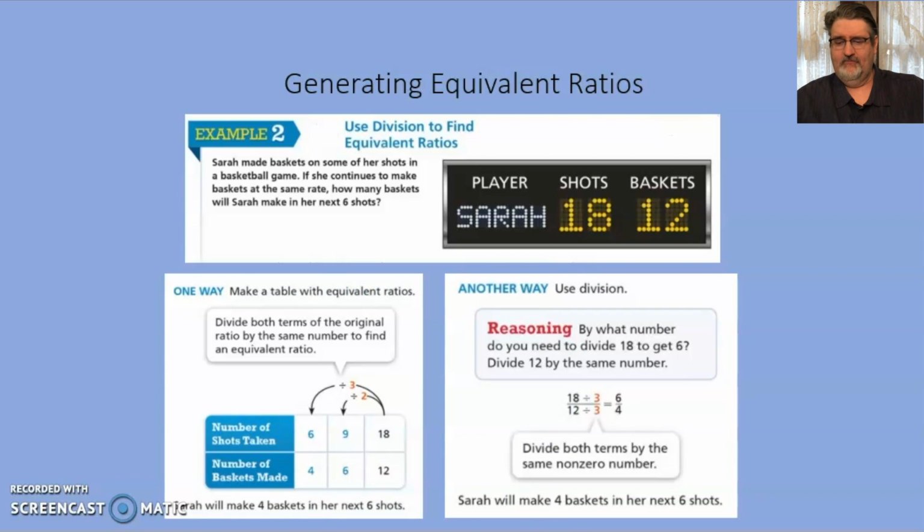Another way to use division is going 18 divided by 3. With this, we're finding the greatest factor that can go into both of those numbers. 18 divided by 3 is 6, and 12 divided by 3 is 4. So you're dividing them both by the same number. And we come up with that Sarah will make 4 baskets in her next 6 shots.